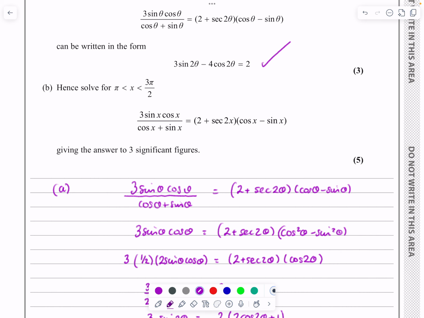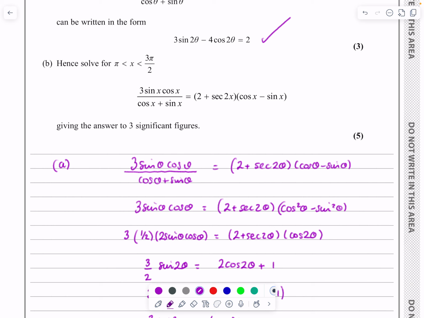So fantastic. On to part B. It says, hence solve for that range of values. I'll talk about that a little bit later on, but just be aware of that when we come back to it at the very end. Our answers are going to be quite strange, actually, between pi and 3 pi over 2, but yeah, we'll get there when we need to with that one.